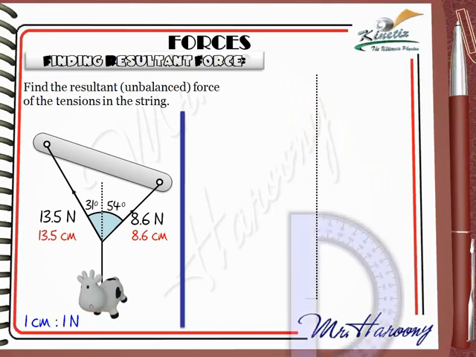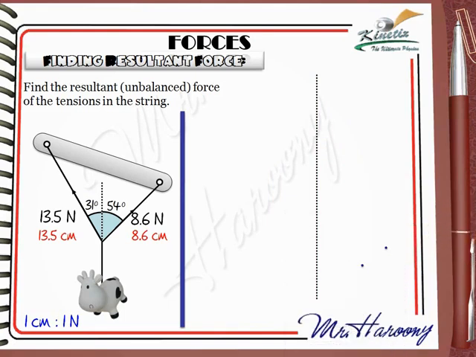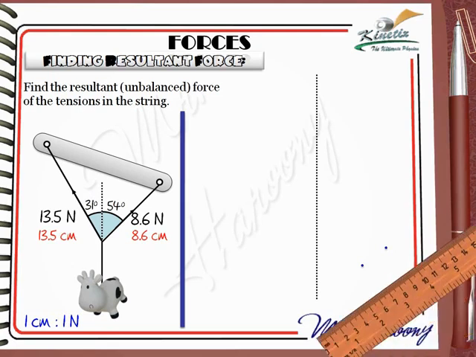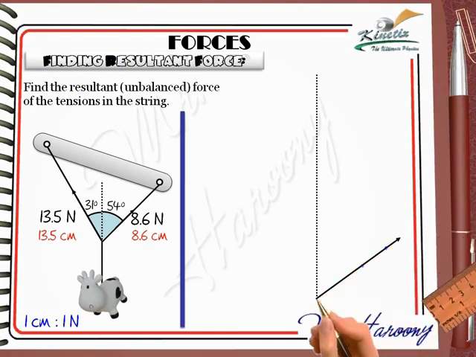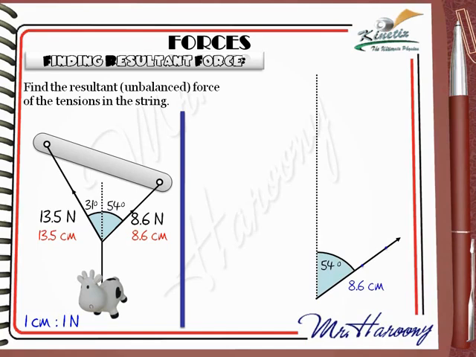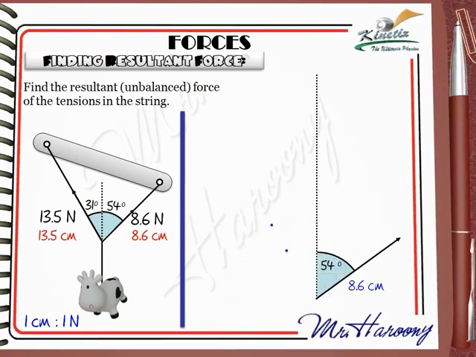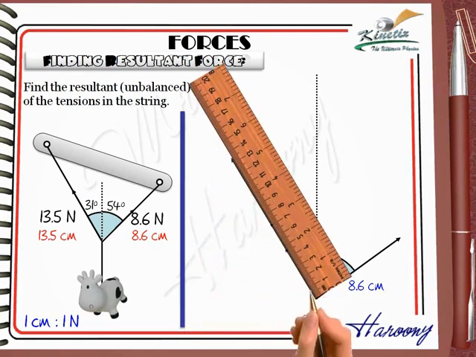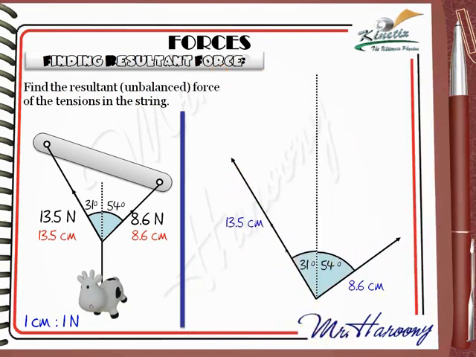Now to draw the 8.6 Newton. Use your protractor first to measure the angle of 54 degrees. Get the ruler and now draw an 8.6 centimeter line representing the 8.6 Newton tension force, respecting the angle of 54 degrees. Again, get the protractor and find the angle of 31 degrees on the other side of the vertical reference line. Now you will draw a line that is 13.5 centimeter to represent the 13.5 Newton. This 13.5 centimeter line is with an angle 31 degrees with the vertical line.